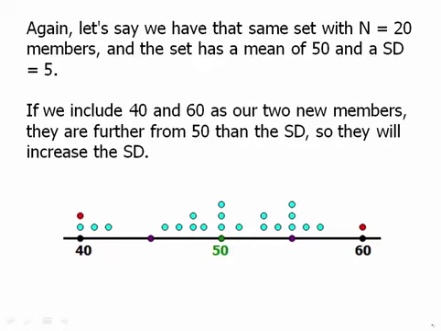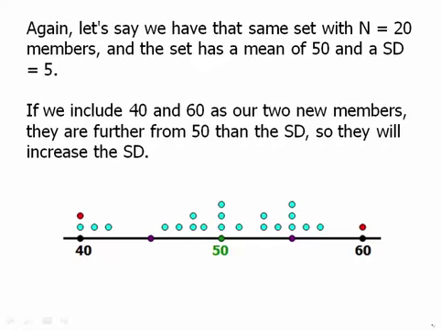Now let's think about this. 40 and 60 each is a distance of 10 away from the mean. Well, the standard deviation is only 5. So these are much further from the mean. In fact, each one is 2 standard deviations away from the mean. Each one is further from the mean than the standard deviation. So adding bigger deviations than the standard deviation will increase the standard deviation of the list.